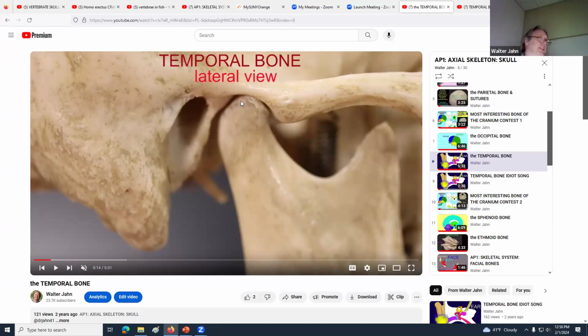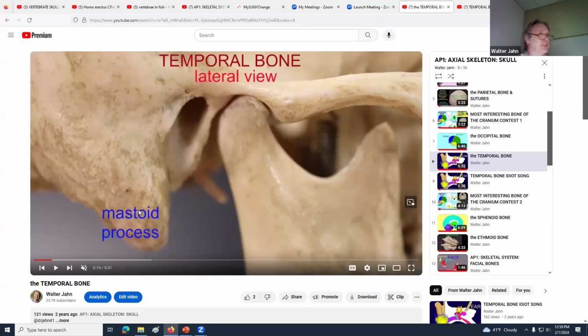So our jaw joint is called the TMJ, the temporomandibular joint. So here you see the lower jaw, the mandible. It's only one bone, the mandible. And here you see the temporal bone. So there's a spot where the lower jaw articulates here. So when you chew, it's your temporal bone articulating with the mandible, which allows that.